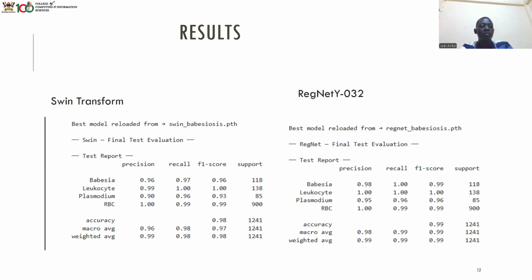So here are the results of the Swin Transformer, and on the right hand side I have the RegNetY architecture. For all these models, as you're seeing, their test report is as follows: the precision and so on.